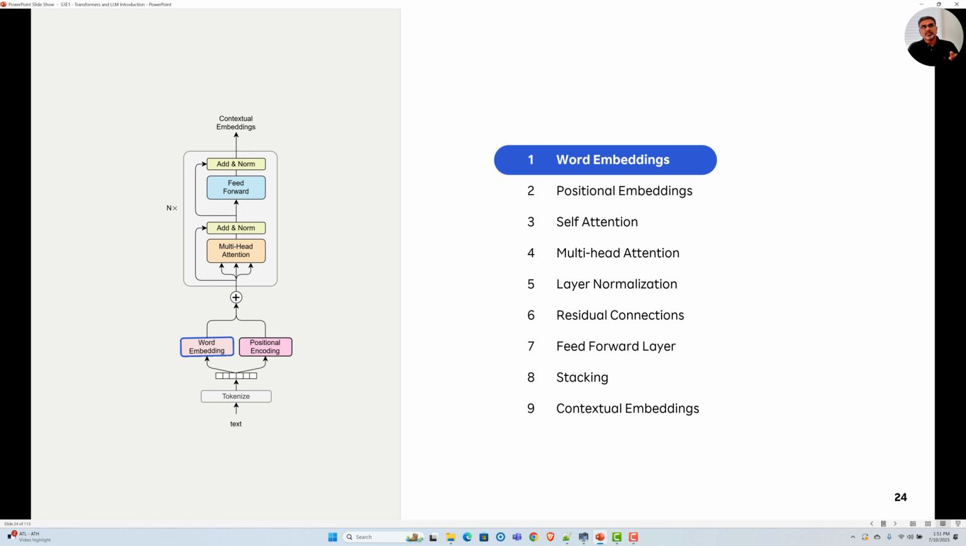So let's start with the very first of the 9 concepts, which is word embeddings, which you see here. Let's start from the bottom and go up. You see the text goes into the transformer, it gets tokenized. Neural networks do not understand text, so you have to convert it into numbers. So the first thing you do is you use word embeddings to get the embeddings matrix for the text.